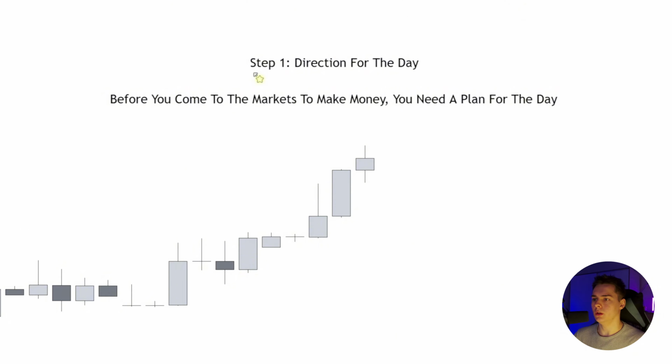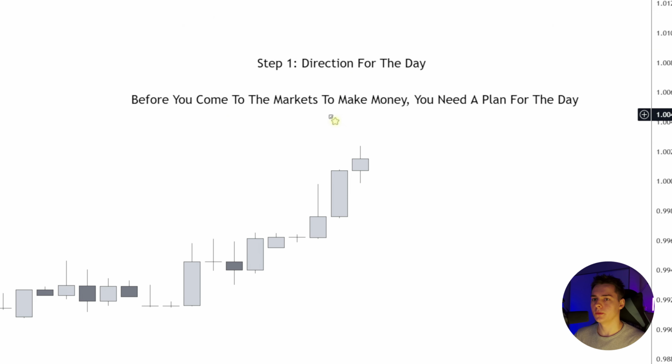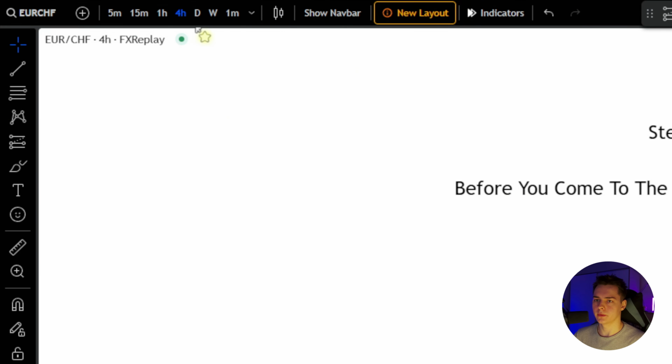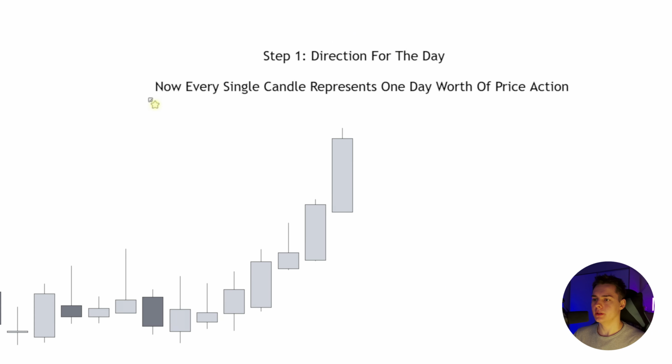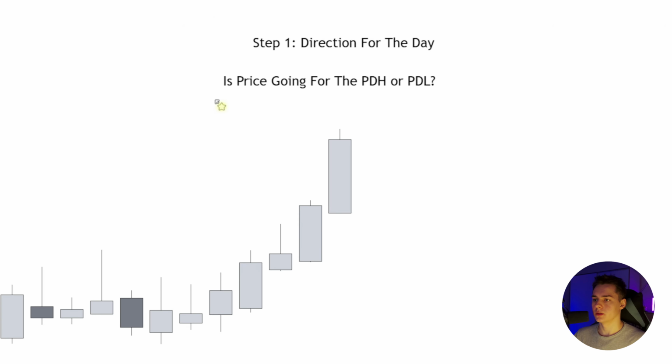So the first thing you want to do is find the direction for the day. Before you come to the markets to make money, you need a plan for the day. And for that, I want you to go onto the top left of your screen and select the daily chart. From here on, every single candle represents one day worth of price action. So this is the first thing you want to ask yourself every single time you approach the markets: is price going for the previous day high or for the previous day low? Now in this case, it's going for the previous day high, so I'm going to mark it out for us.